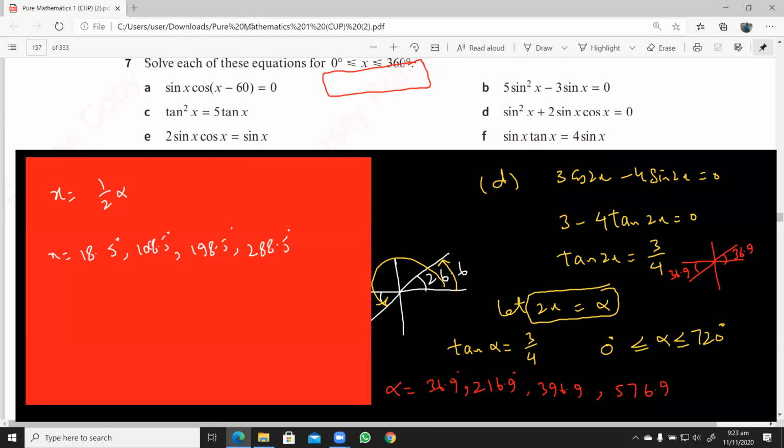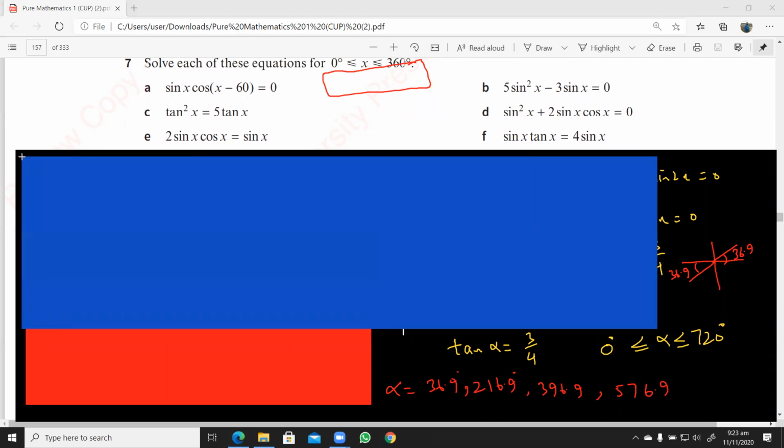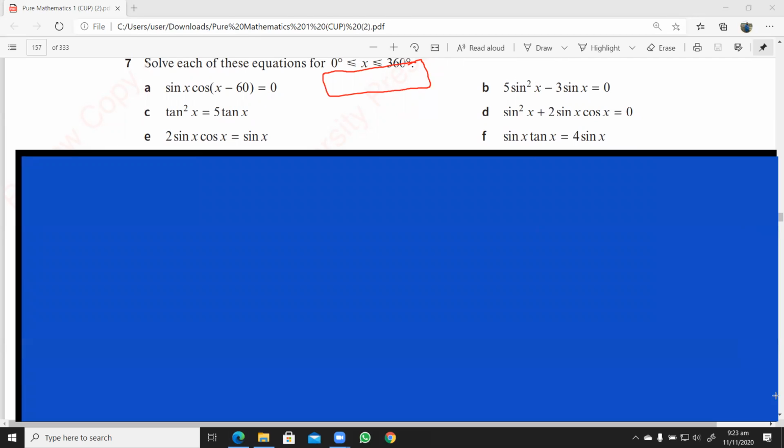Now, this is something very confusing, because when the teacher says that if you have sine and cos in your equation, just divide the whole equation by cos, look at this 7e. This equation also has sine and cos in it. But how to deal with this?